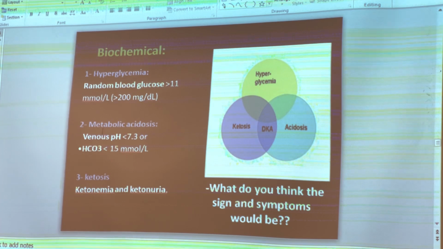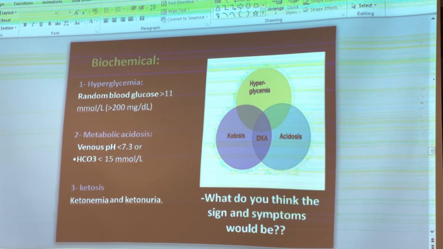So how do you make the diagnosis of DKA? Hyperglycemia with metabolic acidosis with ketosis.